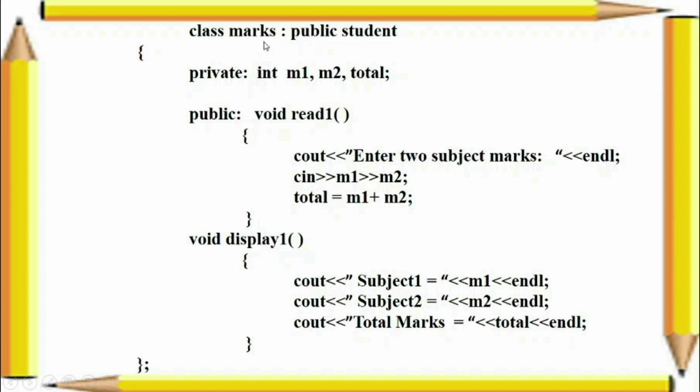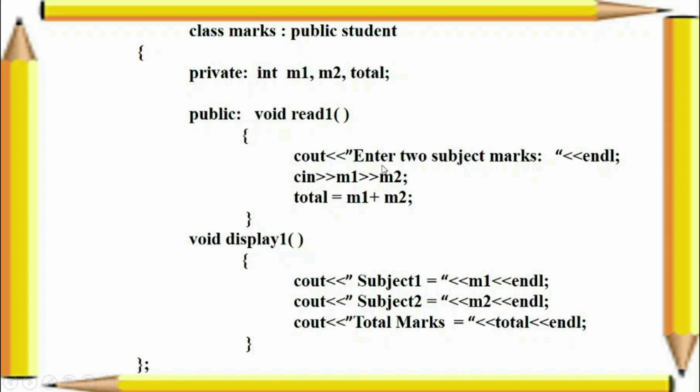Clear? Now this marks is a derived class. This is the new class derived from the base class student. So this marks class contains the details: in the private declaration we are declaring the two marks and total marks. These are the data members. Again in this derived class also we are writing the member functions inside the class only. That is void read one. Instead of read, which is the member function we already have for getting the details of the student register number and name, here the member function name is void read one.